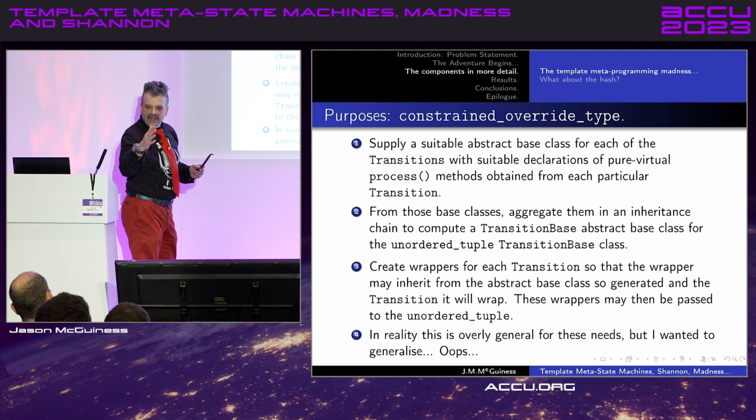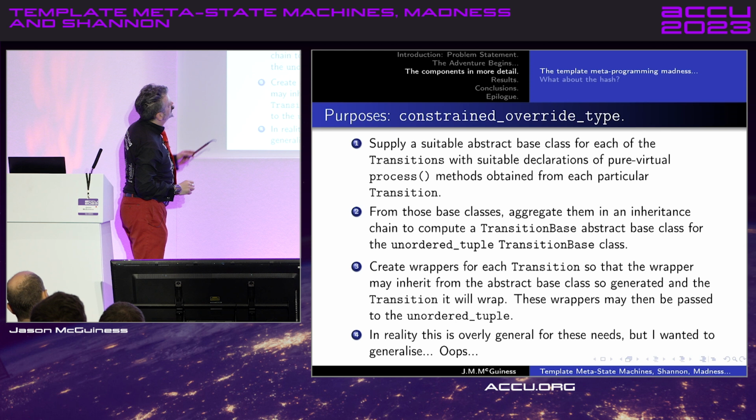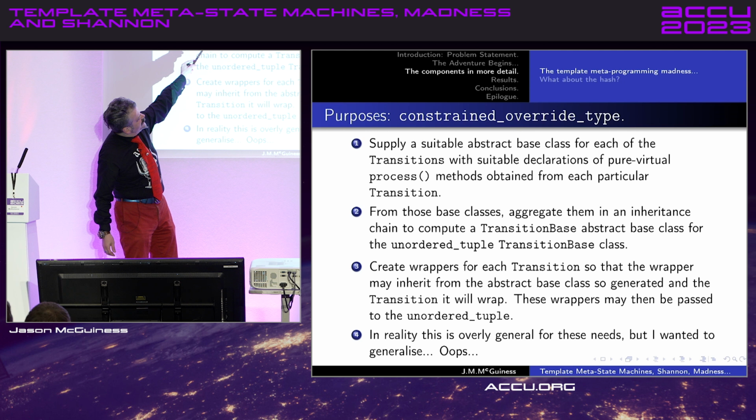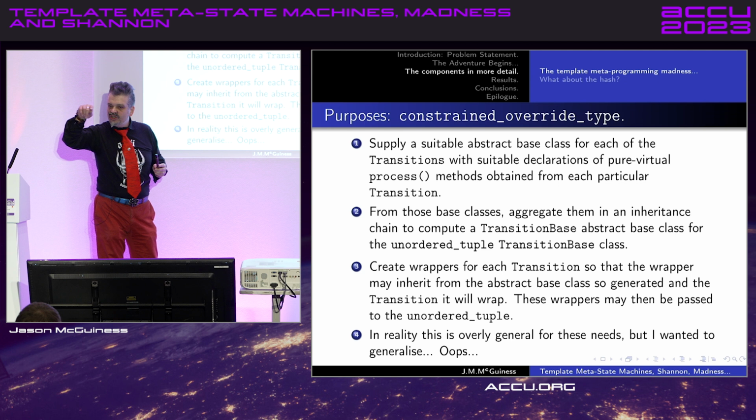Reflection. I spoke quite quickly about why. The why, the purposes. We need to supply a suitable abstract base class for each of the transitions. We need a suitable declaration of a pure virtual process method obtained for each particular transition that may have more than one. Hence, we see signatures, plural, many signatures. Each signature may have arbitrary types in it. Signatures, types.